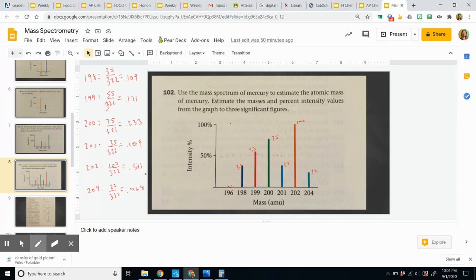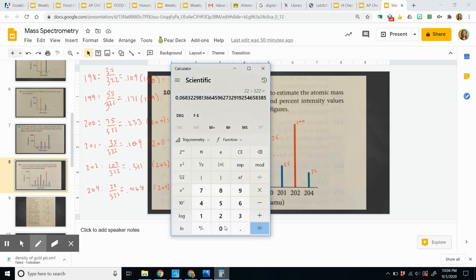Then, let's get tricky here. So this is times 198. See that 9? It's a 9. This is times 199. This one is times 200. This one's times 201. This one is times 202. And the last one is times 204. Okay. So we have this.